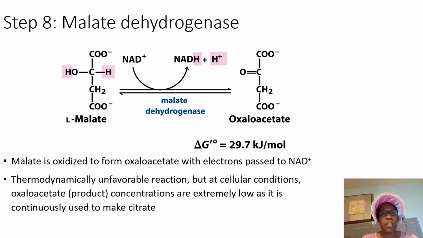This reaction is thermodynamically unfavorable, but at cellular conditions, the oxaloacetate concentration is extremely low because it keeps being condensed with acetyl-CoA to make citrate. So that's what drives this reaction in the forward direction, to maintain the equilibrium of this reaction, because oxaloacetate is constantly being removed.